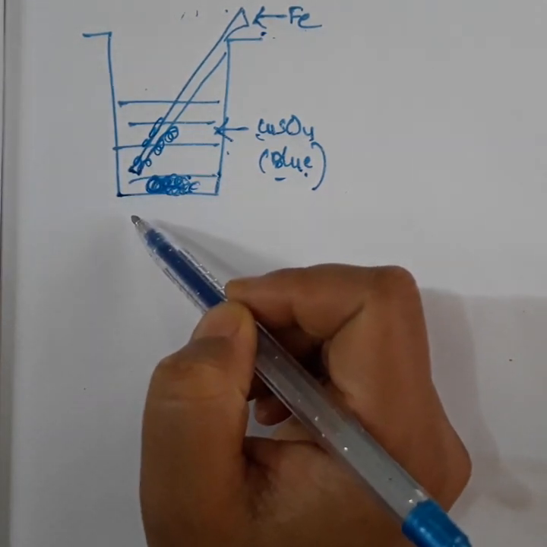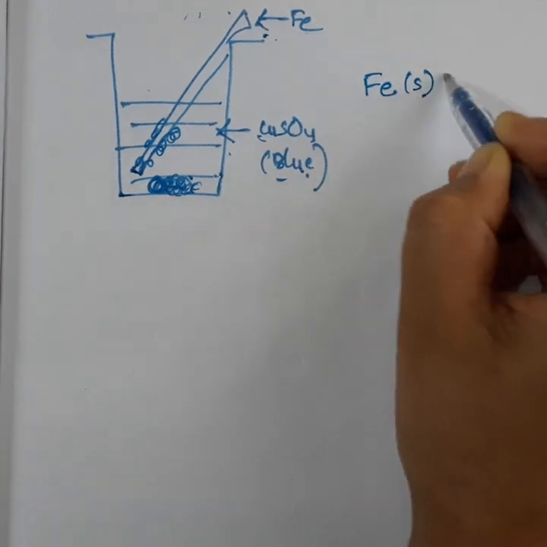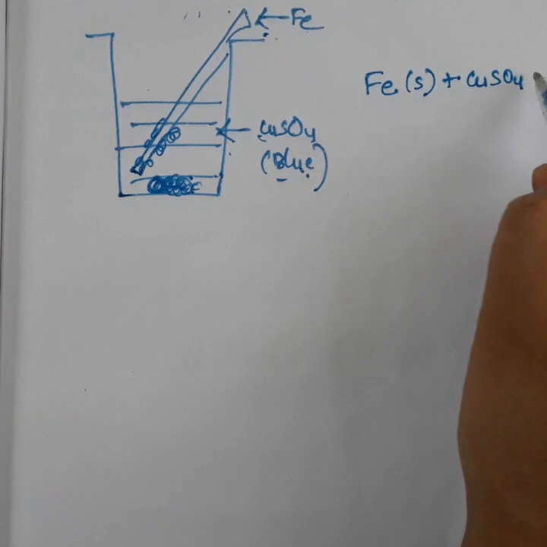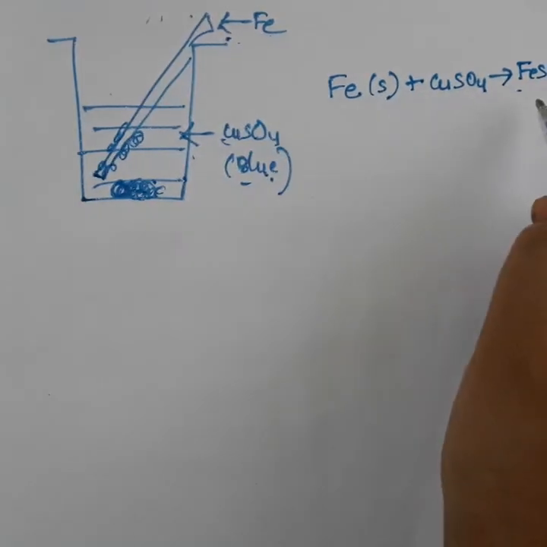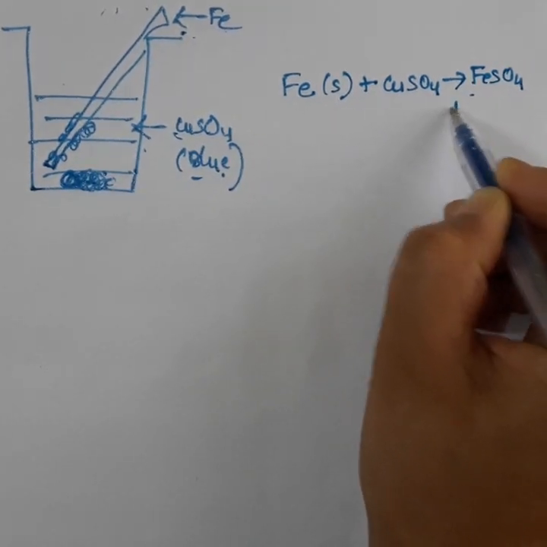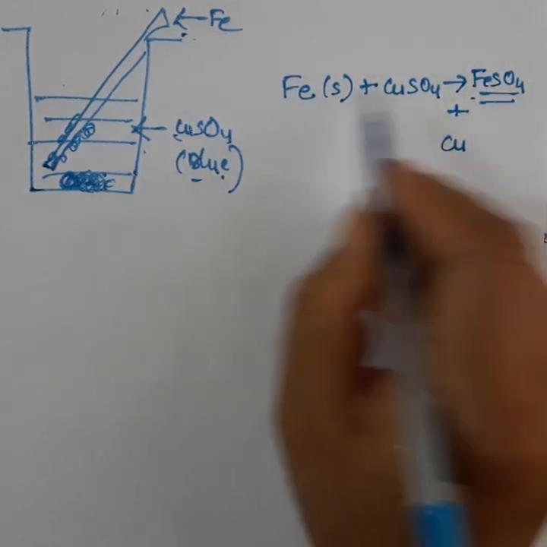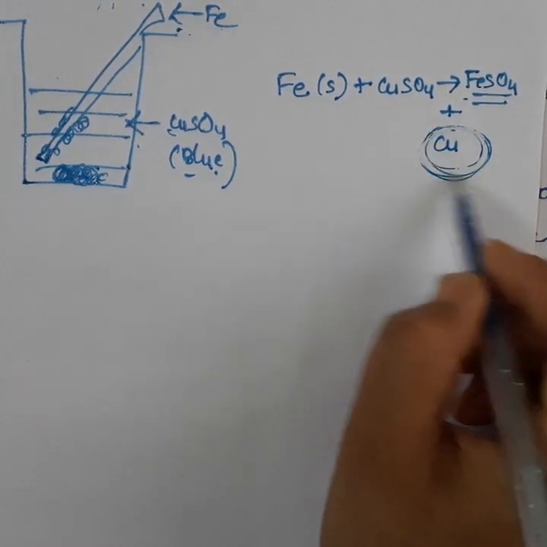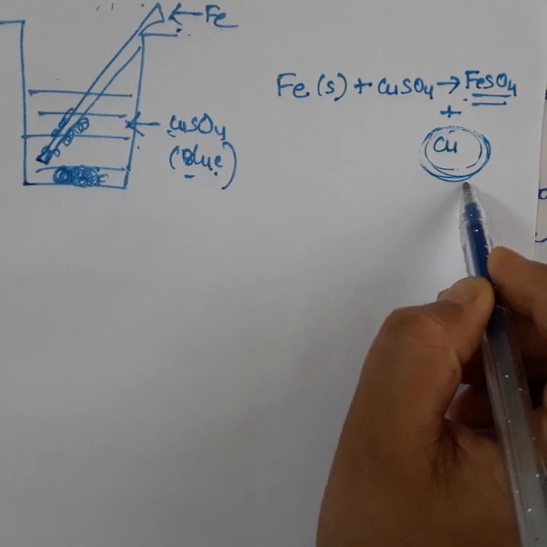Now why does this happen? You know very well that iron is more reactive than copper, so it displaces copper from copper sulfate solution and will change to ferrous sulfate and copper. Because of the formation of this ferrous sulfate, the solution will change to pale green, and the reddish brown color is because of the deposition of this copper metal.